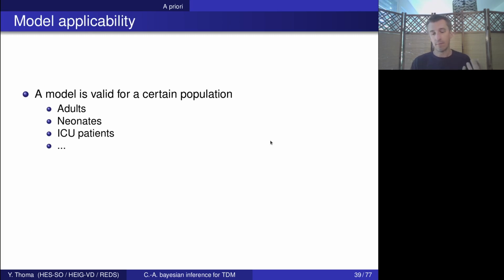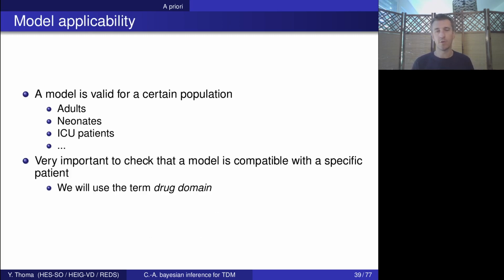And so it comes to the idea of having a drug model domain for one specific model, in the sense that one model would be defined for adults or for neonates, or maybe for intensive care unit patients that are a bit different. And that's very important. That's something we have to know about a model. So I shouldn't use on neonates a model that has been designed for adults, for sure.